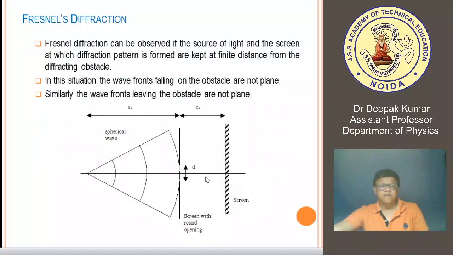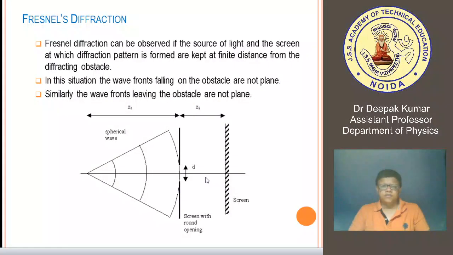Similarly, the wavefronts leaving the obstacle are also not plane wavefronts. So in case of Fresnel diffraction, it is observed with the help of either a spherical wavefront or a cylindrical wavefront, and whenever a spherical or cylindrical wavefront strikes a particular slit or an object, secondary wavelets are generated which are again spherical or cylindrical in shape. So on the left hand side of the slit there is a spherical wavefront, on the right hand side of the slit there is also a spherical or a cylindrical wavefront. No plane wavefronts are needed in Fresnel diffraction, and there is a finite distance between the source and the slit, and between the slit and the screen.